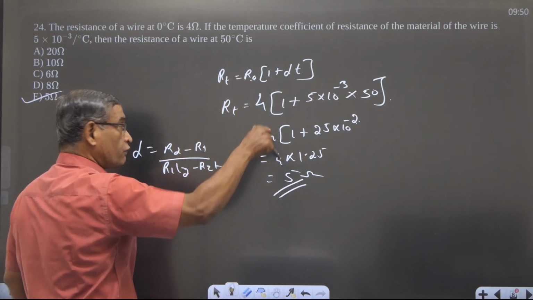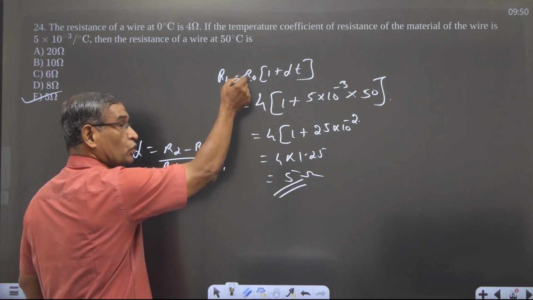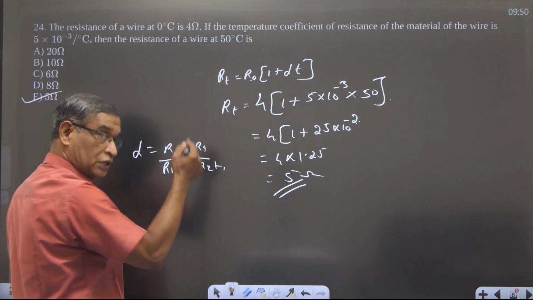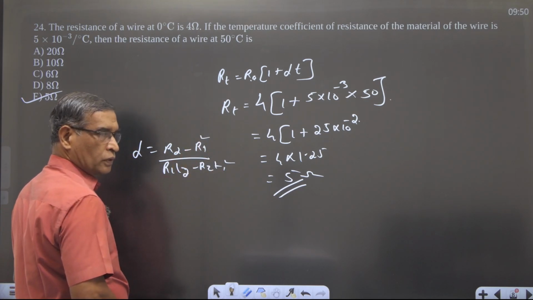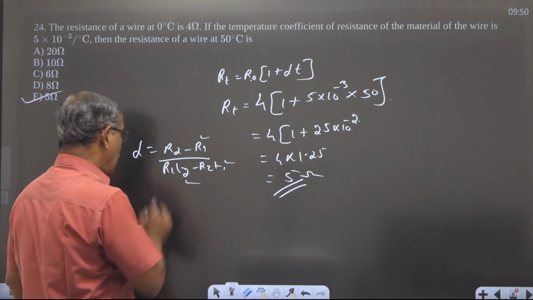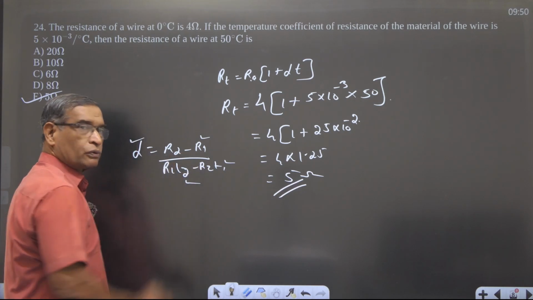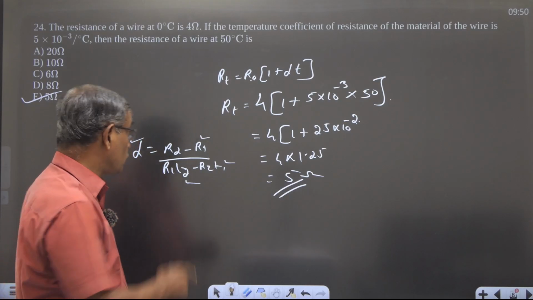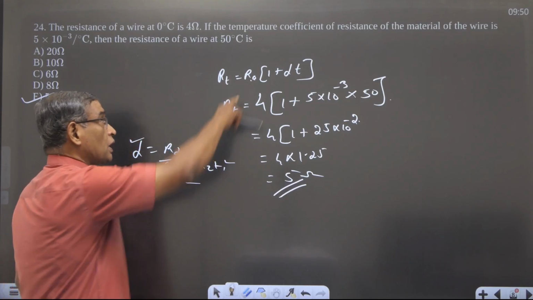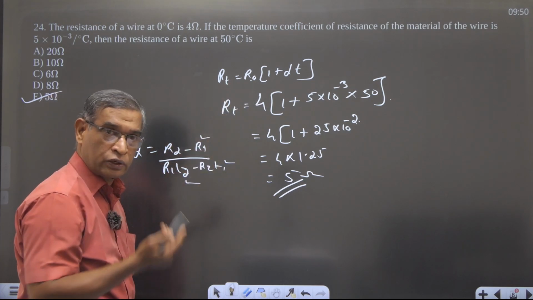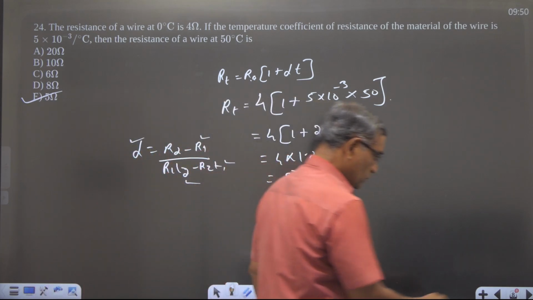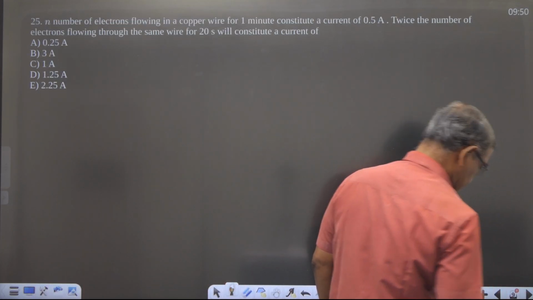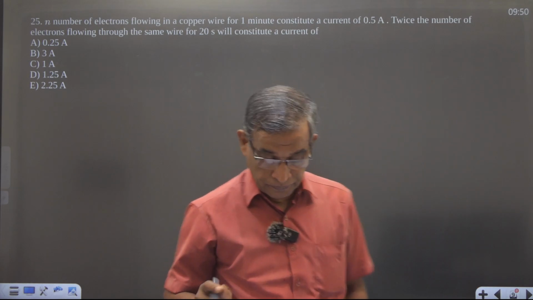If R0 is not given, but R1 at some other known temperature is given, since R1 is given, T1 is known, T2 is given, alpha is given, R2 can be calculated. In that case, you have to use this relation. Here R0 is given, therefore definitely you can simply apply this relation. Okay, and you got the answer. Shall we go to our next question? Yes.